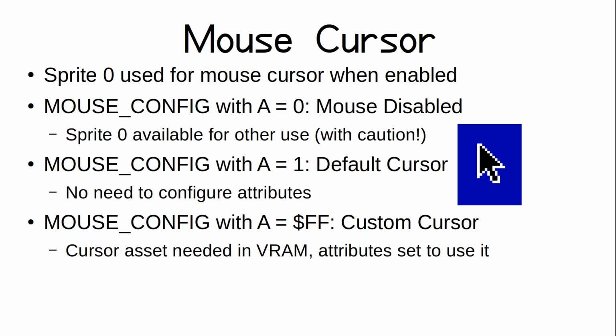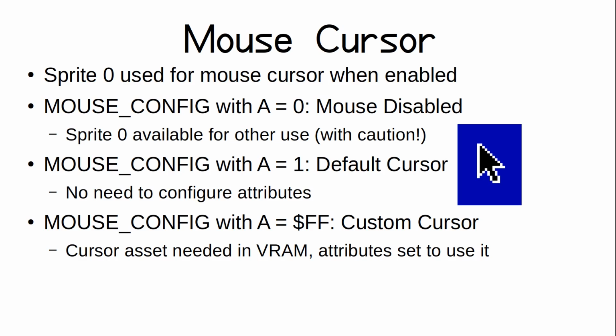If you set A to 1 before calling mouse config, it will use the default mouse cursor, which you don't have to load into VRAM. It's just built in, and makes a perfectly good general-purpose cursor, as you can see here. But if you set A to hex FF when you call mouse config, you will need to configure the Sprite 0 attributes yourself.